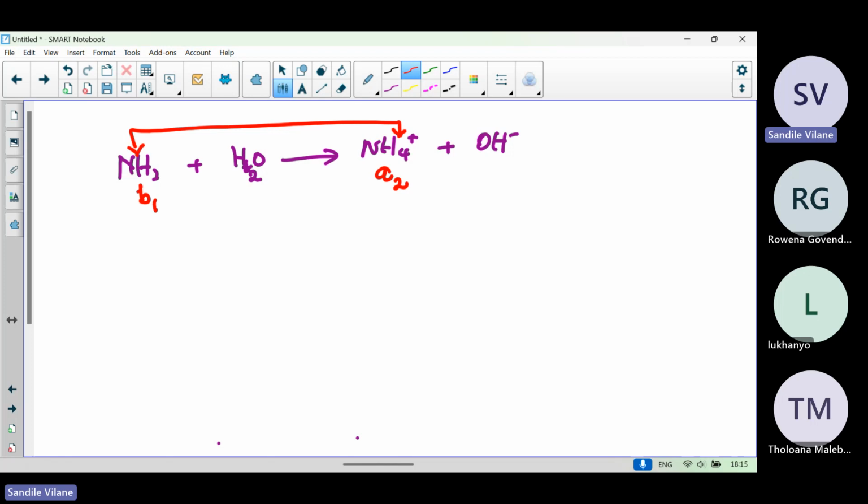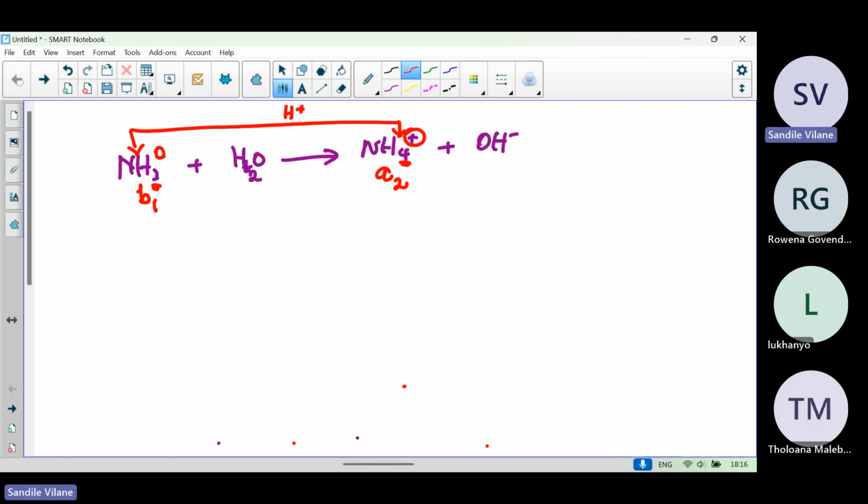And look at what has happened. You have added one hydrogen ion to this, and then you have increased the total charge from 0 to +1. So that is how you form your conjugate acid from the base. You increase the number of hydrogen atoms that were already there by 1. You had 3, now you have 4. And also look at your charge, it has increased from 0 to +1.